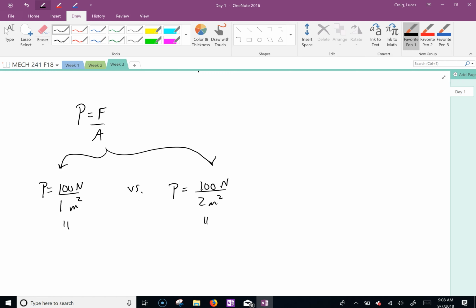What's the force? Oh, sorry, the pressure. Thank you. Yep. 100 pascals. Yep. What about over here now? We make our area bigger. 50 pascals. So that's why we can kind of walk on snow. All right, because this area is bigger, you're providing a less pressure.